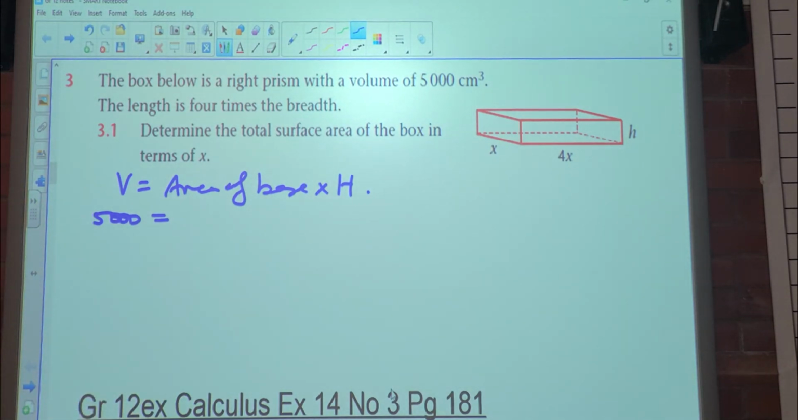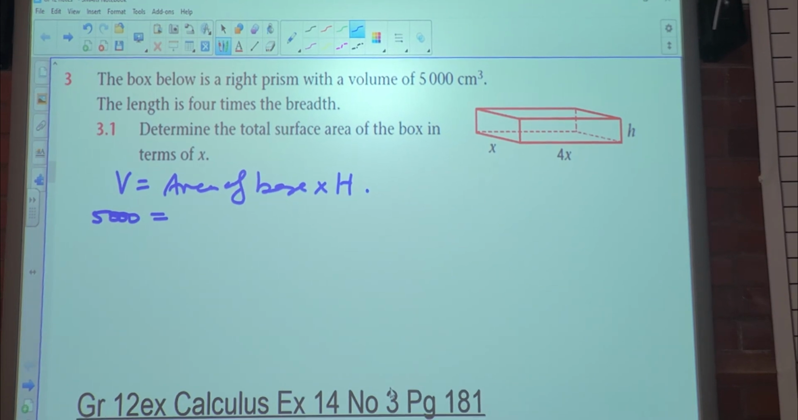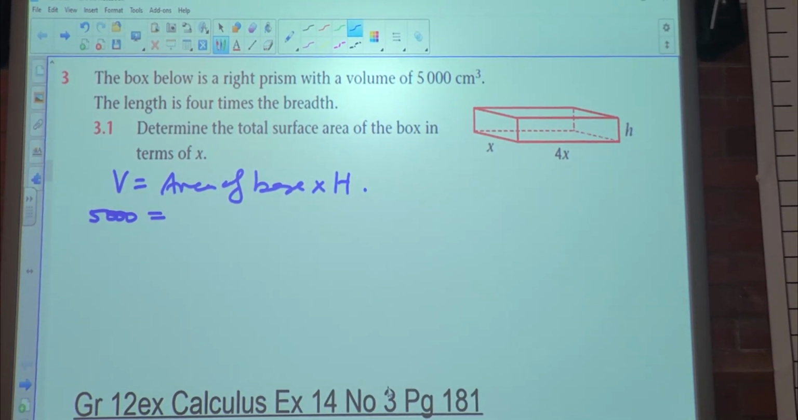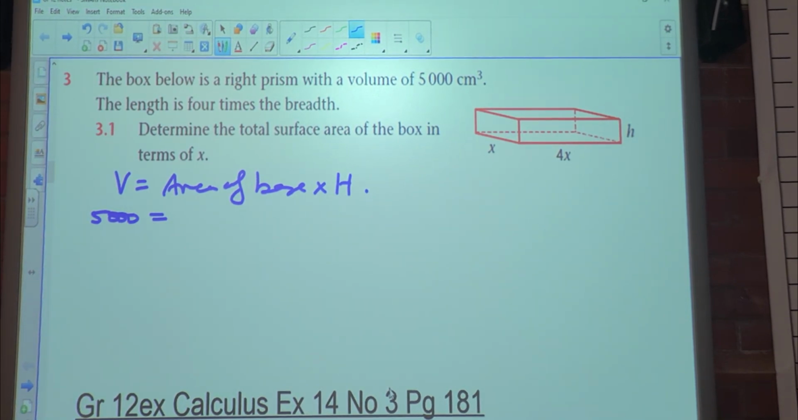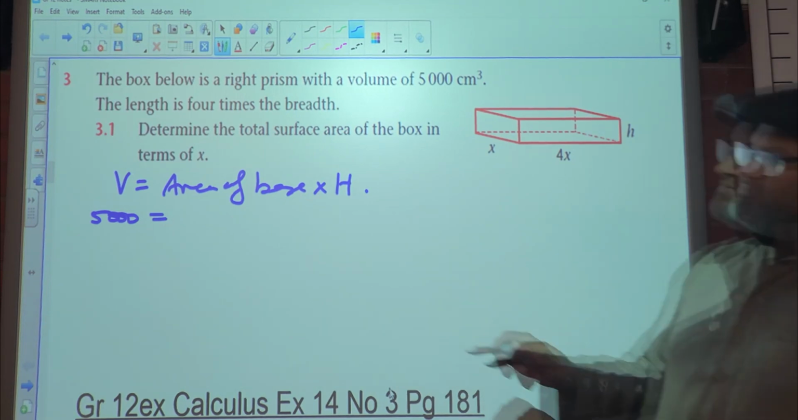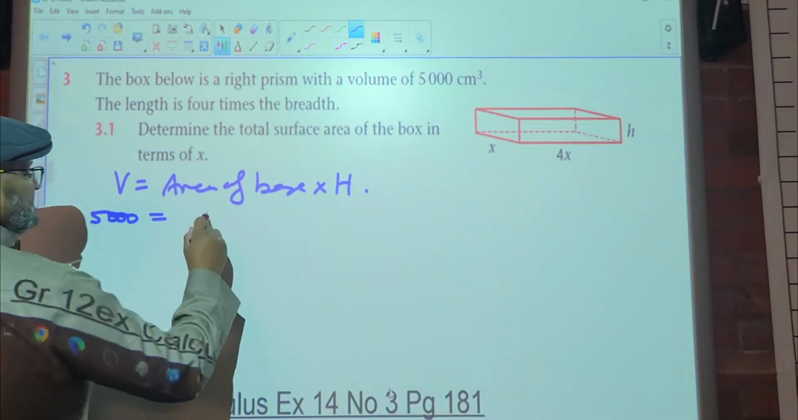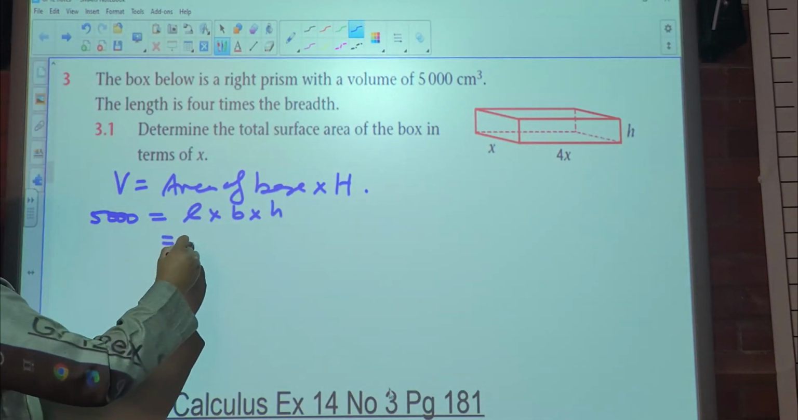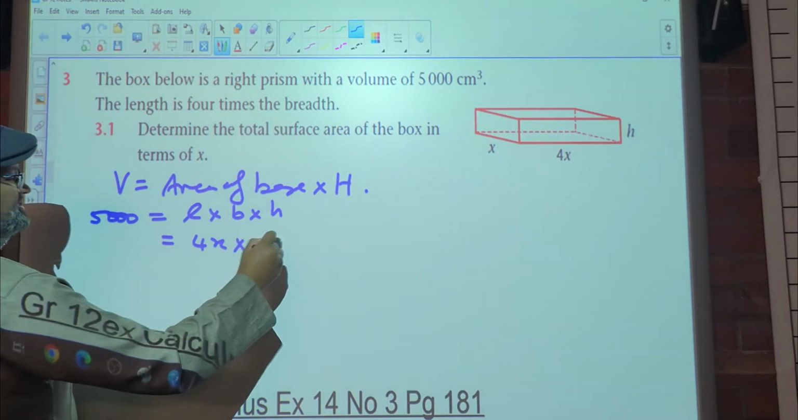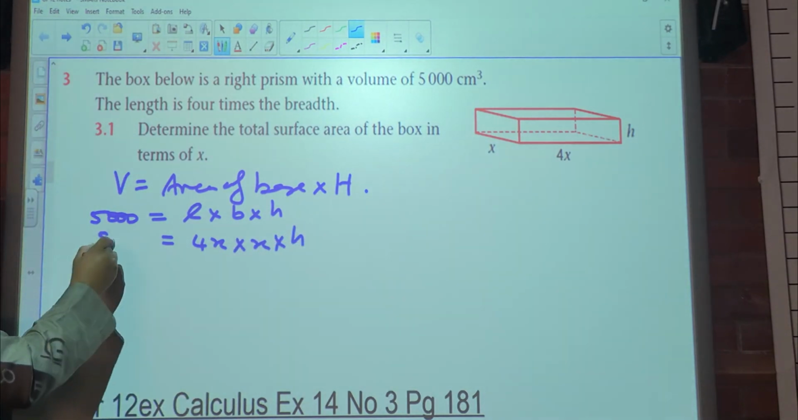How do you calculate the area of a rectangle? Area of a rectangle is length times breadth, and times the height. So what's the length here? My length is 4x, my breadth is x, and my height is h. And that's equal to 5,000.